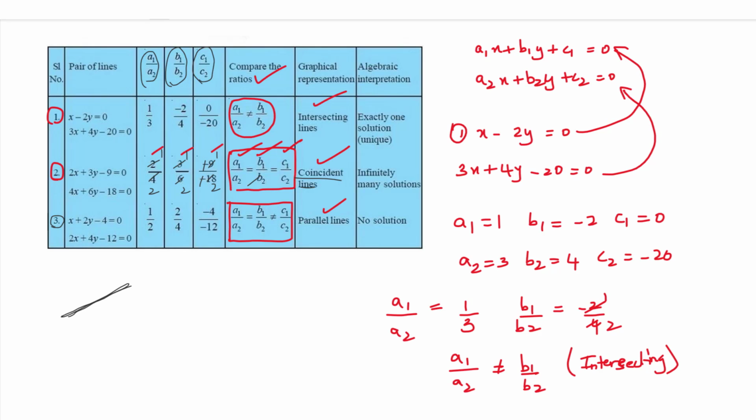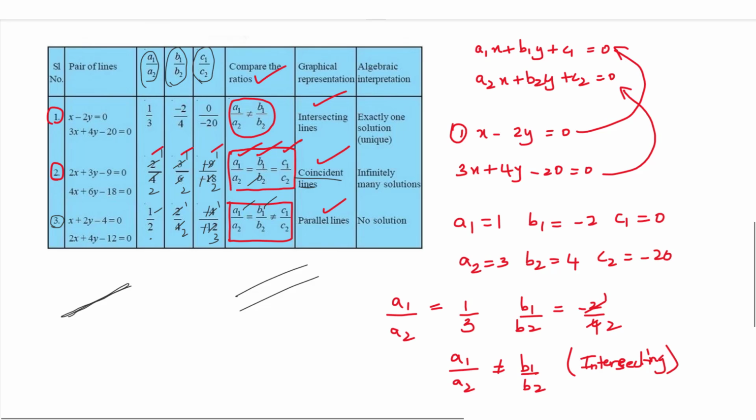Third question, see the third question in which a1 by a2, 2 1s are 2 2s are, so a1 by a2 is equal to b1 by b2, 4 1s are 4 3s are, but it's not equal to c1 by c2. Then what do you say? That it produces parallel lines. What do you understand by parallel lines? That they'll never meet. Without even finding the points, without even finding the solutions of the equation, just by comparing the ratios, we can say what type of graph it will produce.